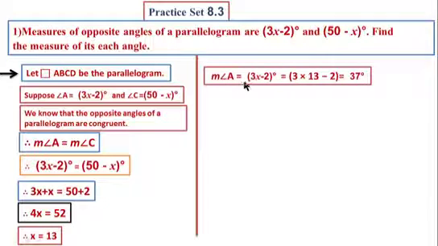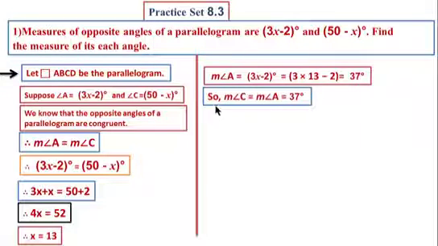Measure of angle A is equal to (3x minus 2) degrees, is equal to 3 multiplied by 13 minus 2, is equal to 37 degrees. So measure of angle C is equal to measure of angle A, is equal to 37 degrees.